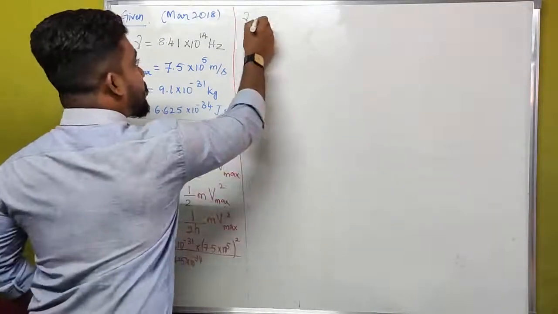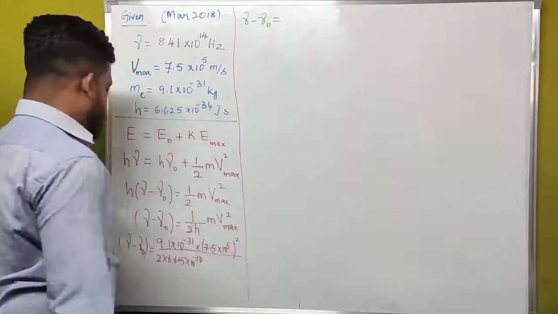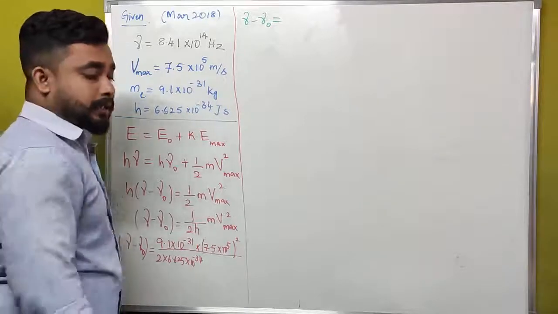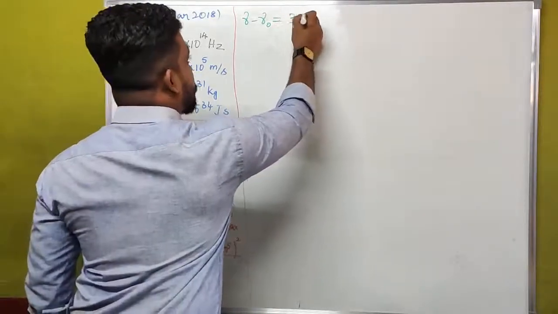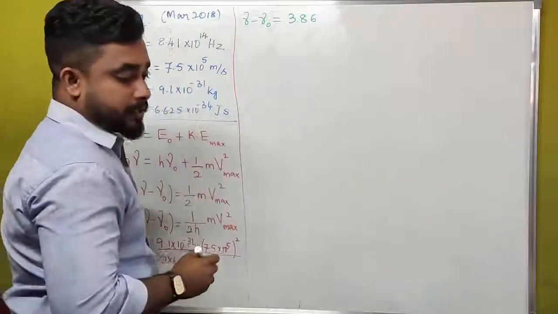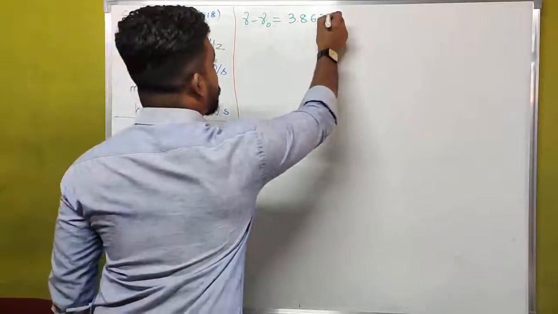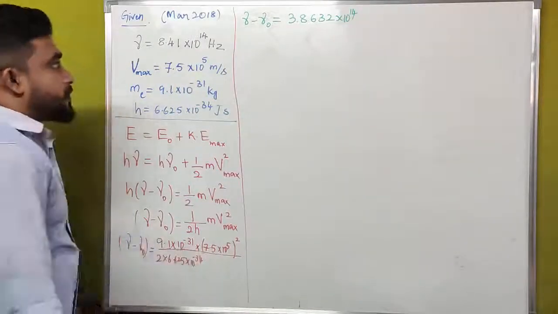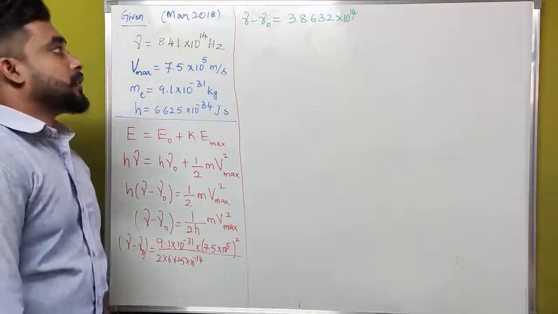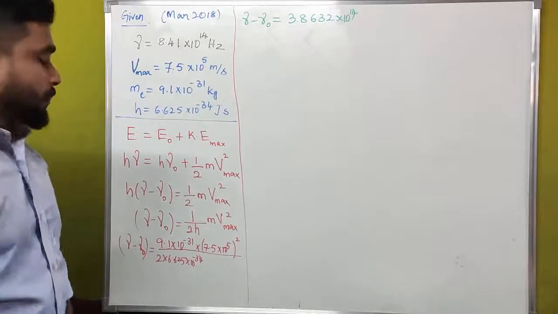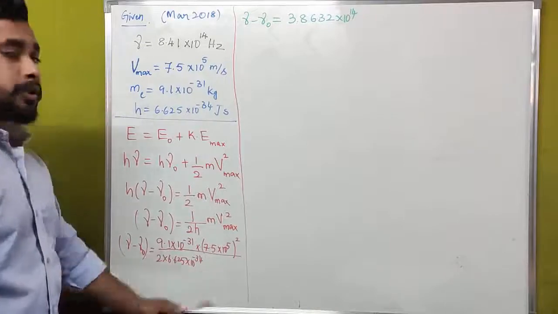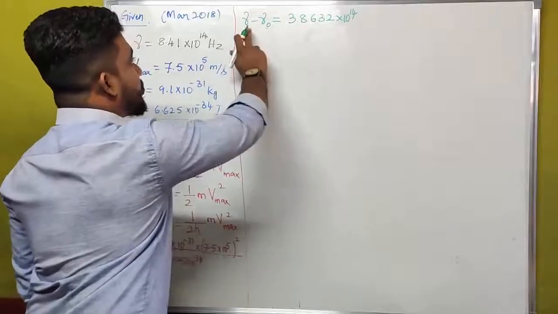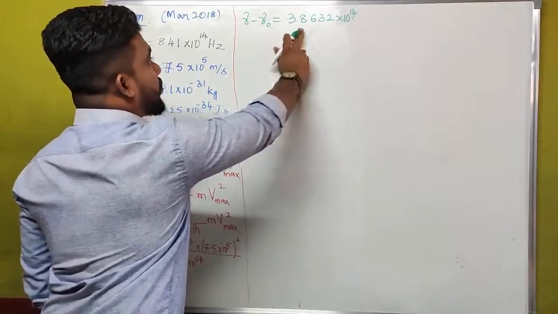nu minus nu naught is equal to, the exact value of that is 3.8632 into 10 to the power of plus 14. If we calculate all these things, what we get here is 3.8632 into 10 to the power of plus 14. You have to use the calculator, then only it is possible to calculate all these things. Okay. Next, what we have here is nu and 3.86.